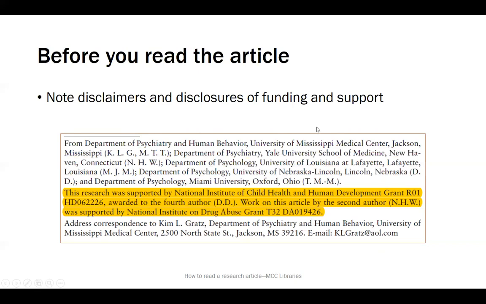Also, journals should include if there's a conflict of interest, and some journals will call it dualities of interest. That's a situation where one of the authors in the paper has a stake in the results turning out one way or the other. So that's something you need to be aware of.